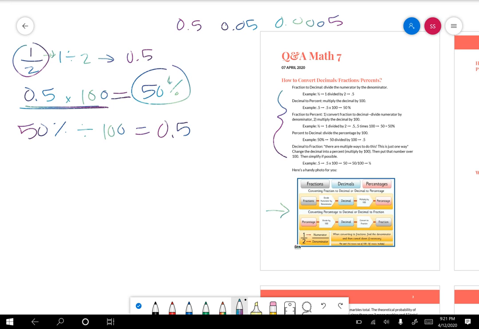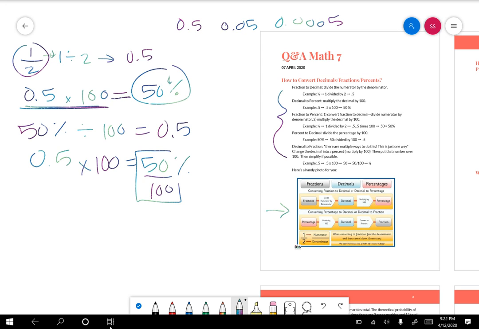Okay, and then if we wanted to take that another step further and go from that decimal to a fraction, there's multiple ways to do this, but I'll just show you the way that I find the easiest. Basically, if we change the decimal into a percent by multiplying by 100, we get 50%. If we put that number, 50, over 100, there's our fraction right there.